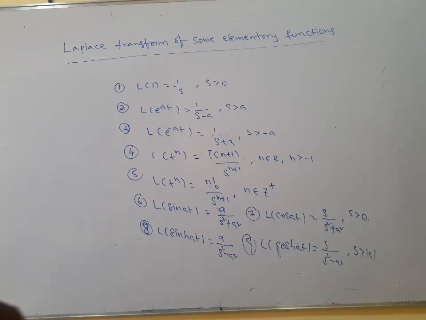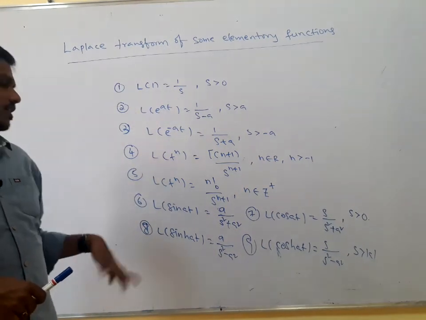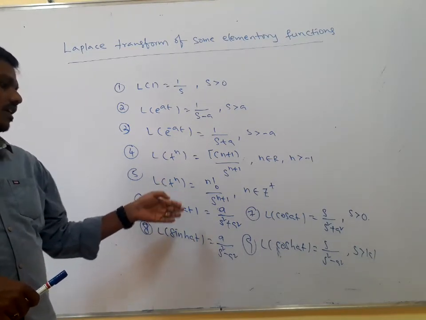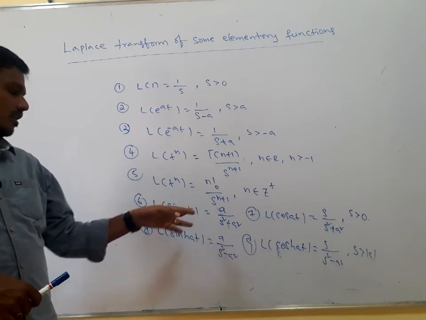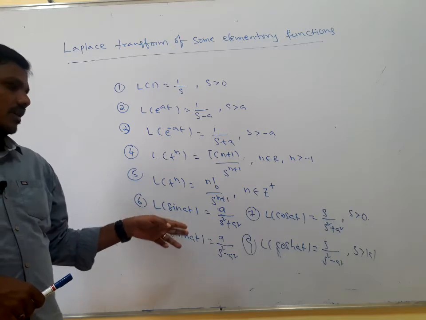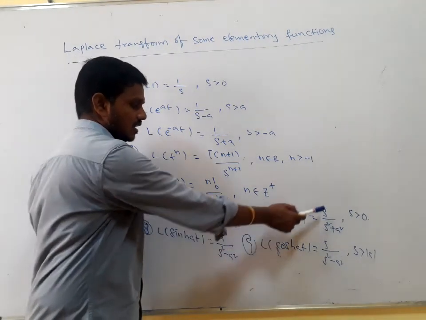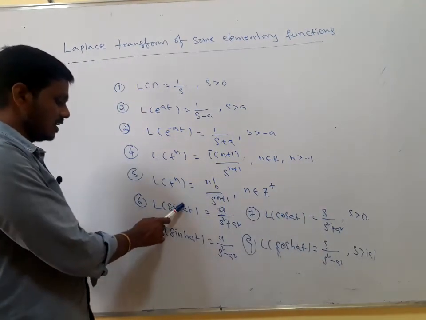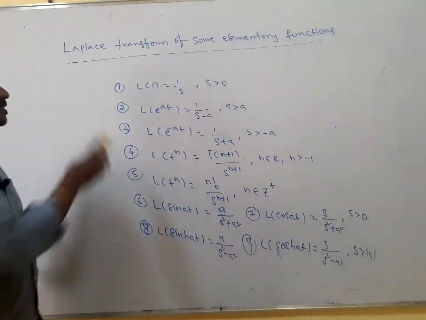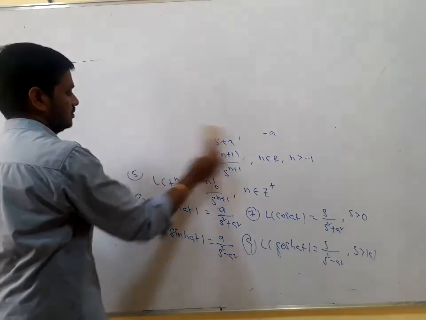Yes, these are the Laplace transforms of some elementary functions, right? Laplace transform of 1, 2. Yes, you can remember 6, 7, 8, 9 easily. For sin at and cos at, the denominator is s square plus a square. For sinh at and cosh at, the denominator is s square minus a square. Cosh at numerator is s. Sinh at numerator is a. Right, in this way you are going to remember all these formulas. Now we are going to solve some basic problems on Laplace transformation.